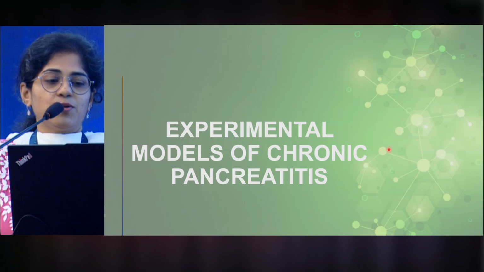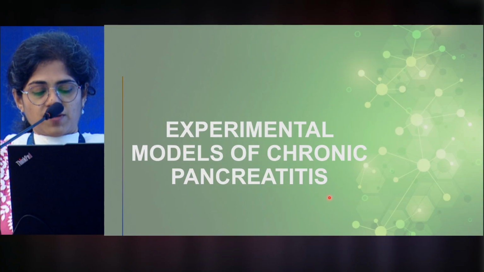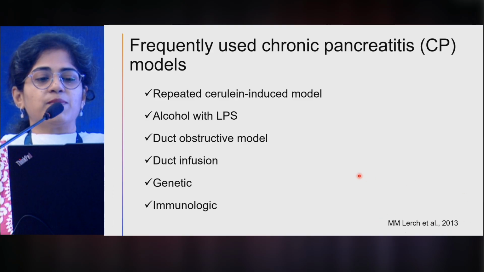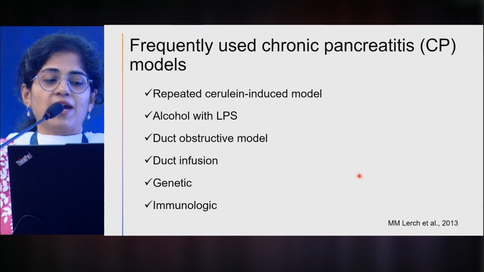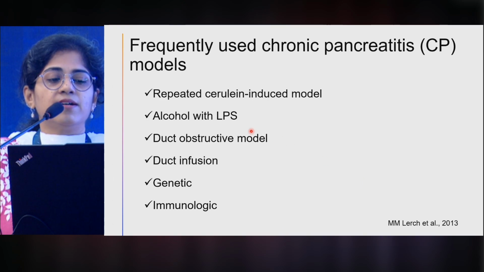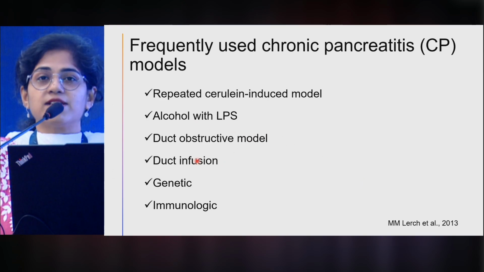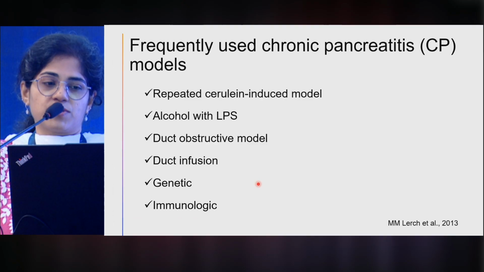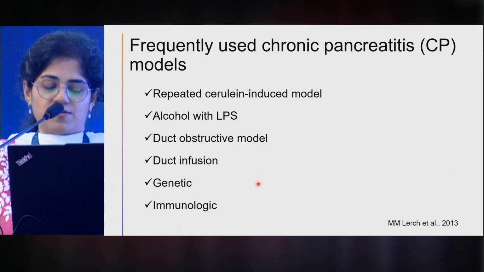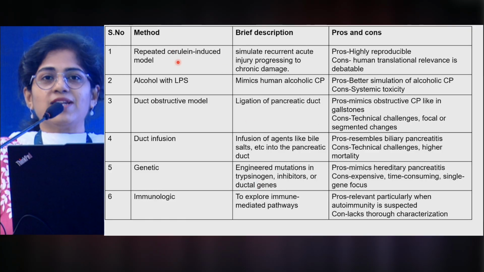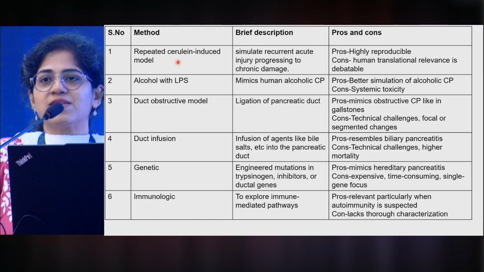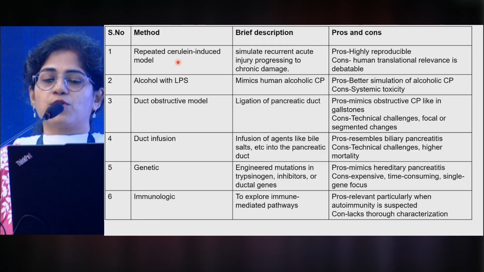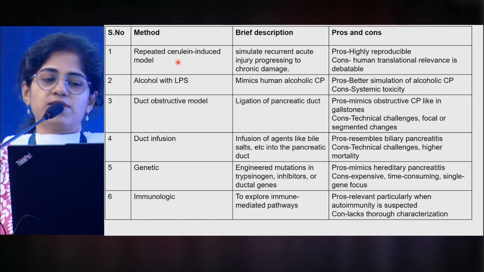So let's quickly look at the experimental models of chronic pancreatitis. Among the frequently used chronic pancreatitis models, based on this paper, we have the repeated cerulein induced model, alcohol with lipopolysaccharide, duct obstructive model, duct infusion, the genetic models, and also the immunologic models that can be used. I'll be going through the advantages and disadvantages of these models one by one. The repeated cerulein model mimics the recurrent episodes of acute pancreatitis that could eventually lead to progression to chronic pancreatitis. It's a highly reproducible model.